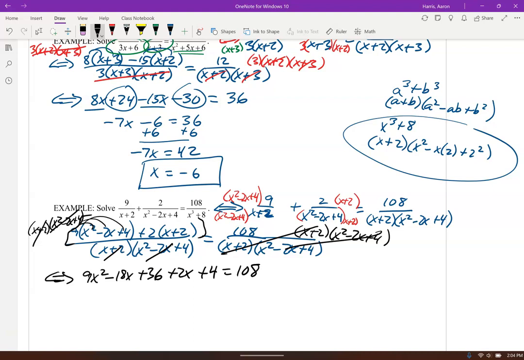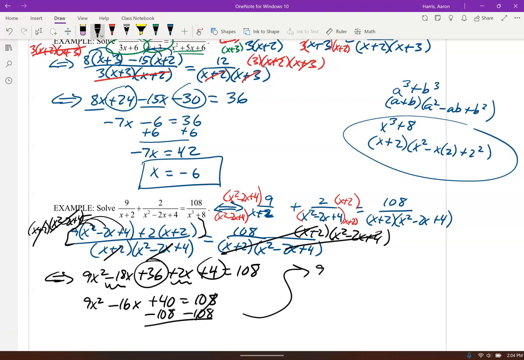And now we're solving that. I'm going to combine that. So we got 9x squared minus 16x. 36 plus 4 is 40, equals 108. Get one side equals 0. Minus 108, minus 108. So I got 9x squared minus 16x minus 68 equals 0.